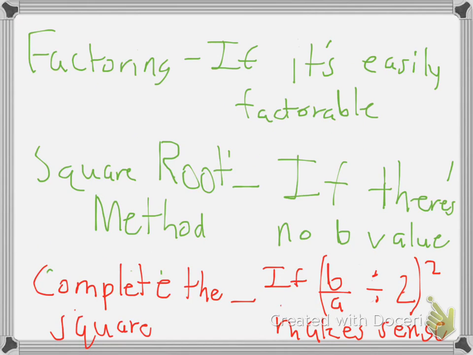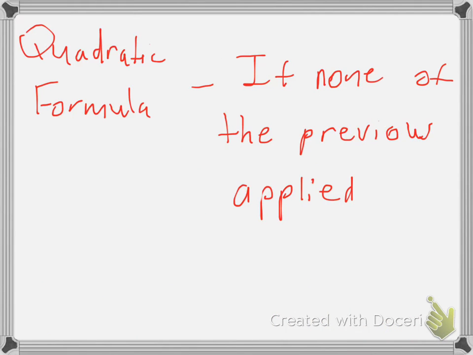So, we're going to go over which each method is used for our final review. For factoring, you always use this if it's easily factorable. For the square root method, you use it if there's no b value. If you're completing the square, it means b divided by a divided by 2 squared makes sense. If it's the quadratic formula, it means it's your last resort, but this one will always work.